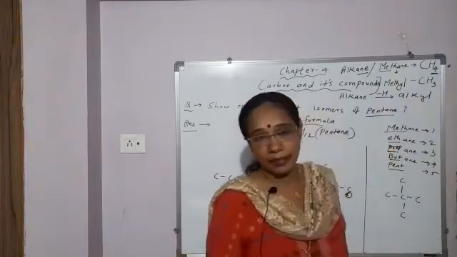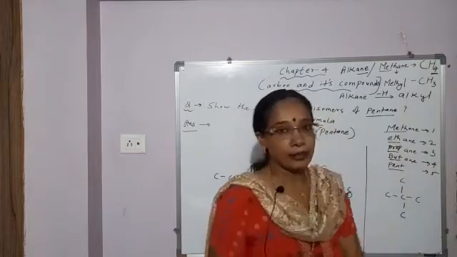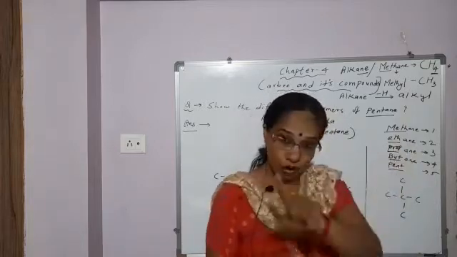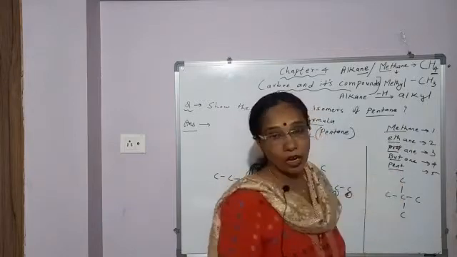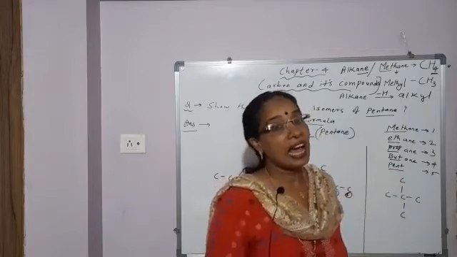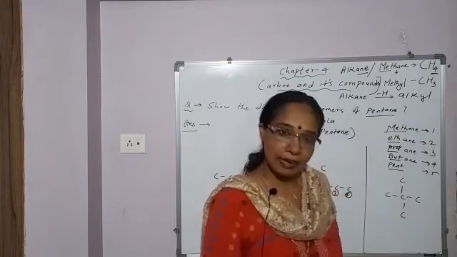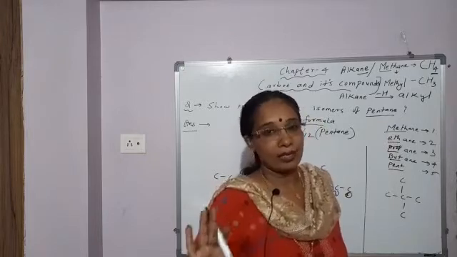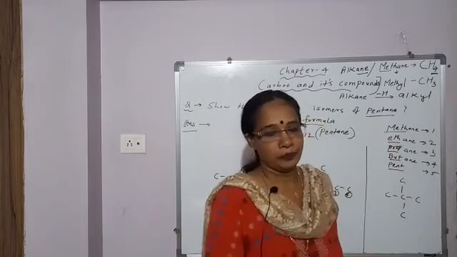Eth means 2 carbon atom. Prop means 3 carbon atoms. But means 4 carbon atoms. Then the normal order begins. Pent means 5, hex means 6, hept means 7. At least till heptane you should know the formula.